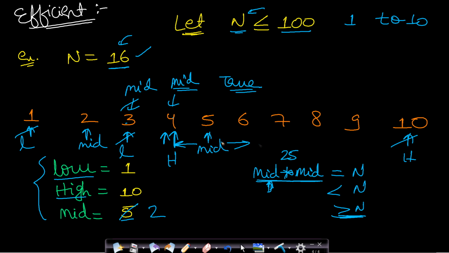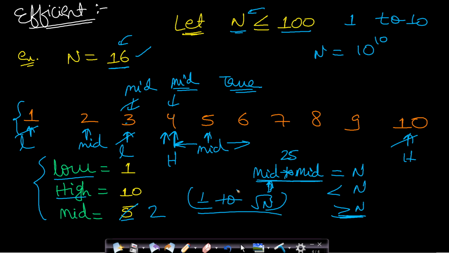So this binary search method is one of the most efficient methods. Let us say your n value is 10 to the power 10. Then what is the actual time complexity here? We are searching in the range of 1 to root n, and we are applying binary search on it. Binary search is already log n, so since the range value is root n, it will be log of root n. If your n value is 10 to the power 10, then root n will be equal to 10 to the power 5.